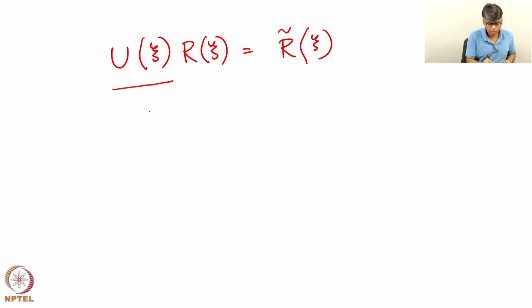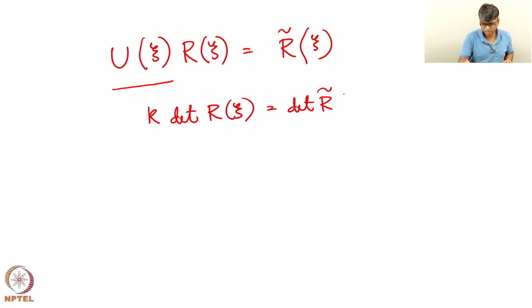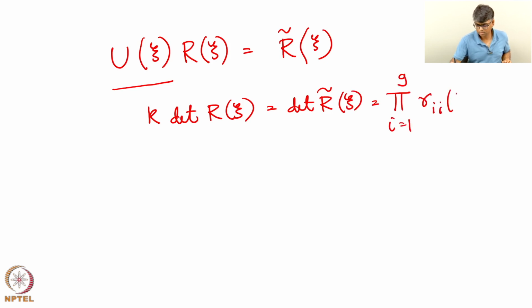The determinant of this unimodular matrix is some non-zero constant k. So, non-zero constant k times the determinant of R xi is the determinant of R tilde xi, but the determinant of R tilde xi is the product of all these R_ii xi. Okay, great, no?